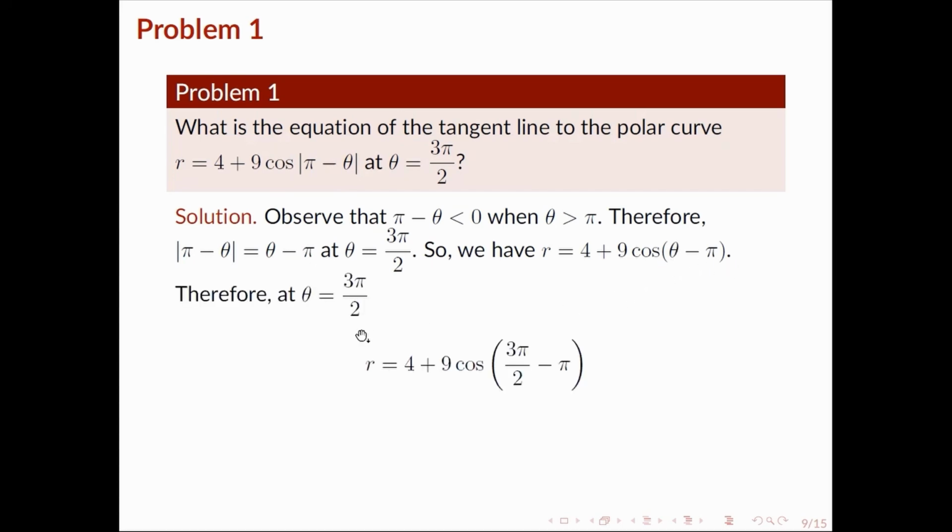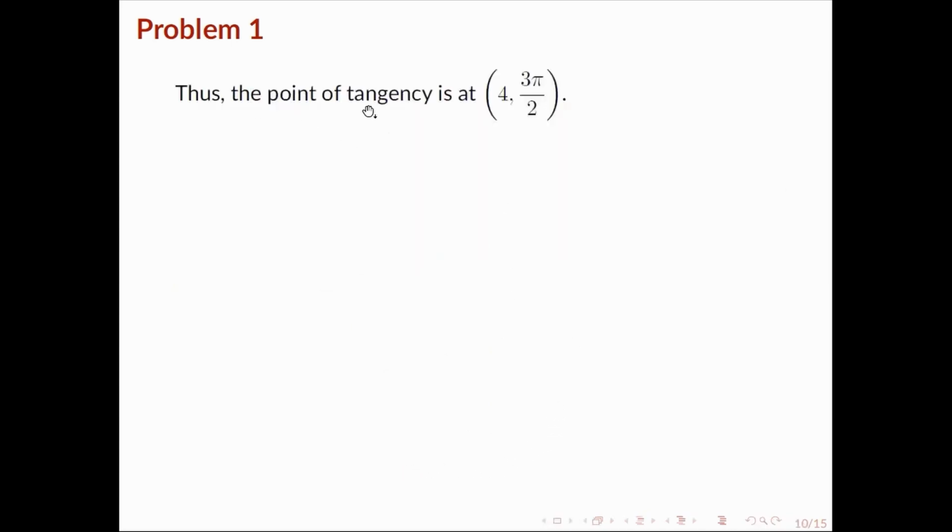Therefore, substituting the value of theta equals 3 pi over 2 into this equation, we get r equals 4 plus 9 cosine of 3 pi over 2 minus pi. Then, evaluating this, we have 4 plus 9 cosine of pi over 2, and since cosine of pi over 2 is equal to 0, we get that r equals 4. Therefore, the point of tangency is at r comma theta, that is 4 comma 3 pi over 2.